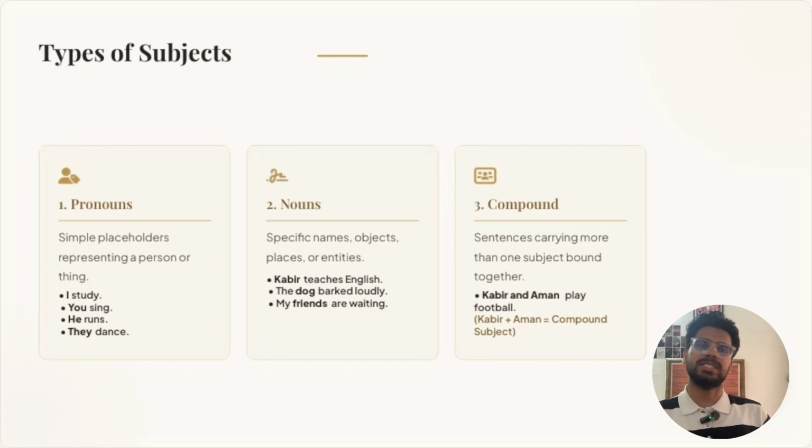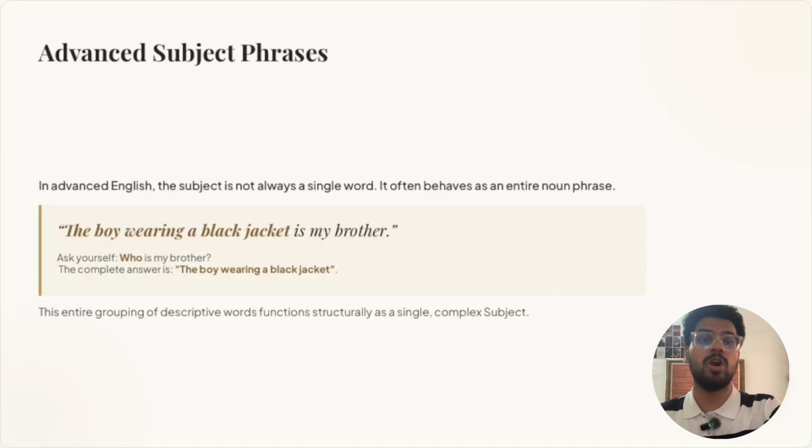Now we will study the subject at an advanced level. In advanced English, the subject is not always one word. It can be a phrase. For example, the boy wearing a black jacket is my brother. Ask, who is my brother? The boy wearing a black jacket. That whole phrase acts as the subject. So we are done with part 1 of this video.